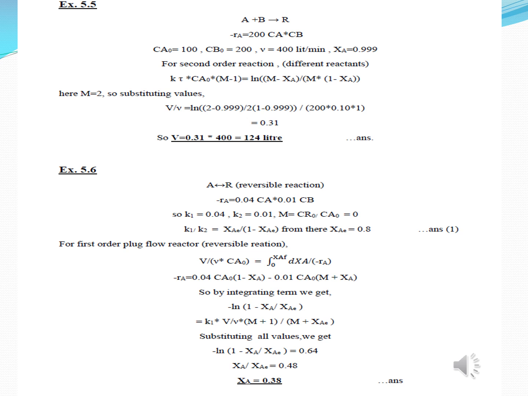By integrating the terms we get the final expression, K1 multiplied by V by V naught times (m plus 1) divided by (m plus XAE), and substituting all the values into this equation, we end up with minus ln (1 minus Xa by XAE) equal to 0.64. XAE we already calculated before, the ratio becomes 0.68, and then we multiply this by XAE. So the final conversion will be 0.38. The conversion for the given conditions is calculated as 38%.